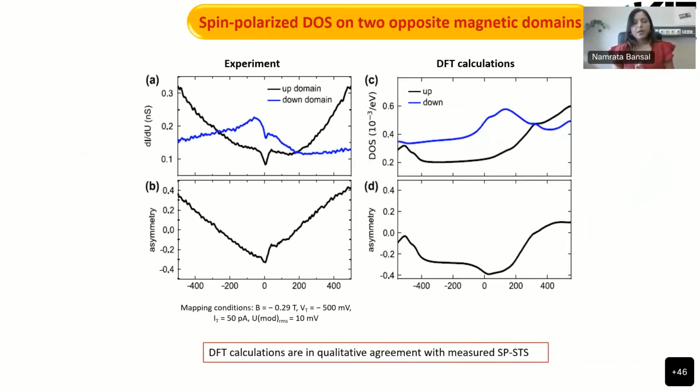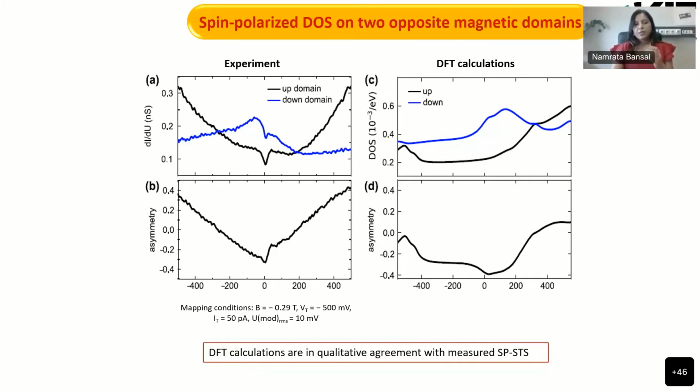Now, in this part, I will compare the spin polarized spectroscopy with our DFT calculation on two opposite magnetic domains. In the DFT calculation, we have only considered 3 layers of FGT, and we do not consider any type of interaction or inelastic excitation. So we can clearly see that it does not resemble our experimental data. But here we can observe that the down domain and the up domain are showing the same trend as they are showing in the experimental data.